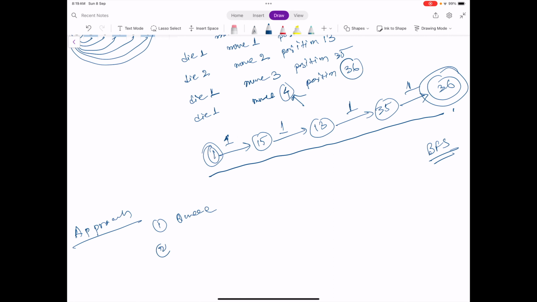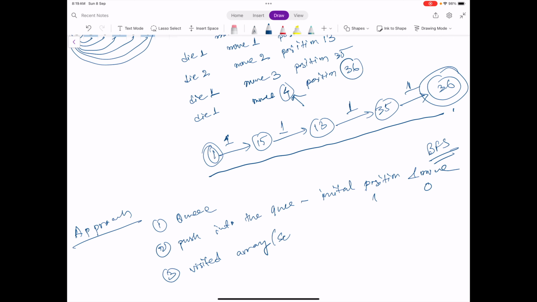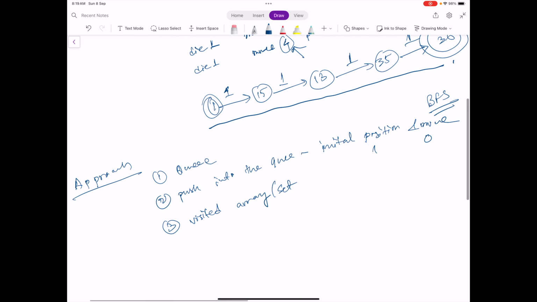Okay, push into the queue the initial position and move. So our initial position is 1 and move is 0. Third, we need to maintain a visited array or set. Once we have declared a visited array or set, then we need to mark the initial position as visited.